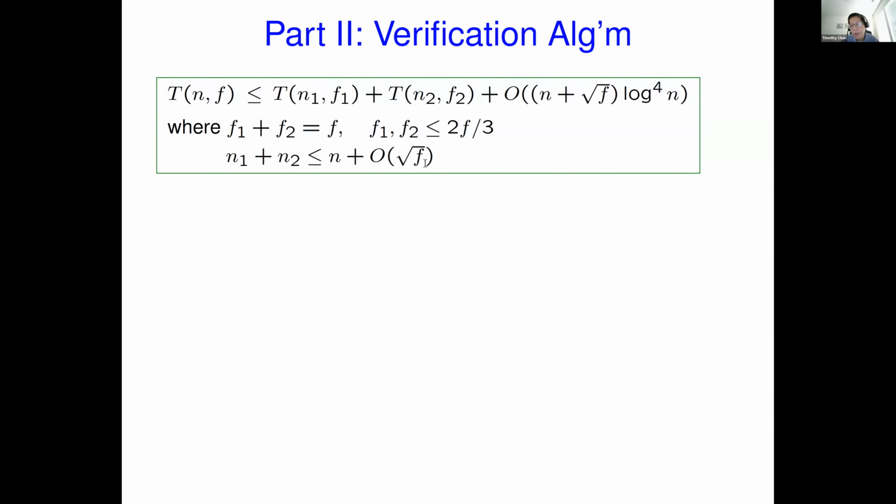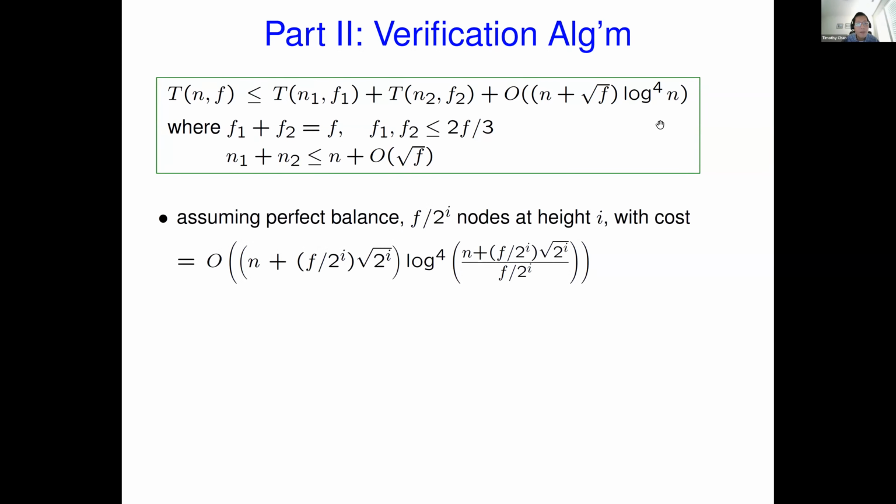Okay, and so all we have to do now is solve the recurrence. Now you might wonder about the polylog n factor, but the thing is that this is in front of a root f term here, and n goes down as we recurse. So if you solve the recurrence appropriately, then the polylog n factor will eventually disappear.